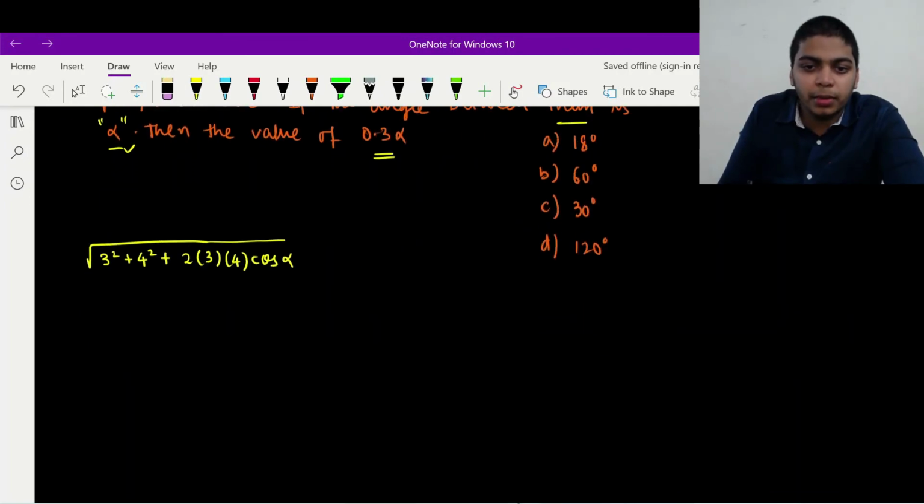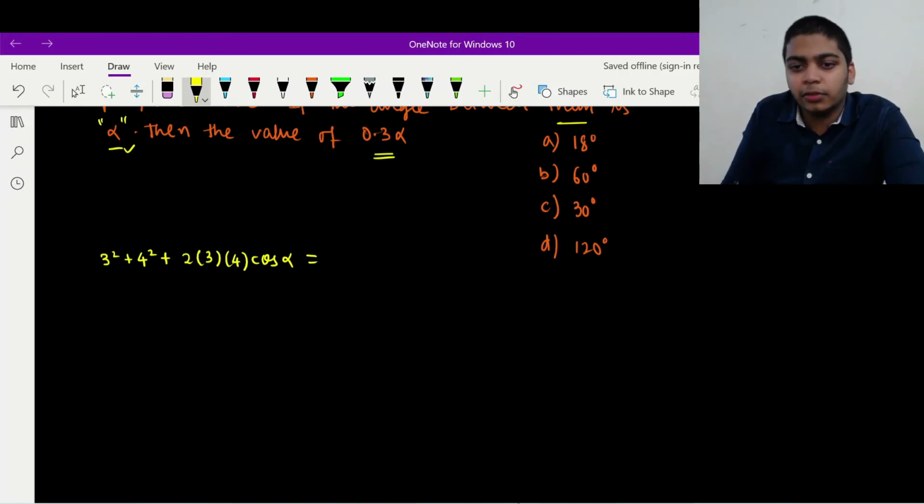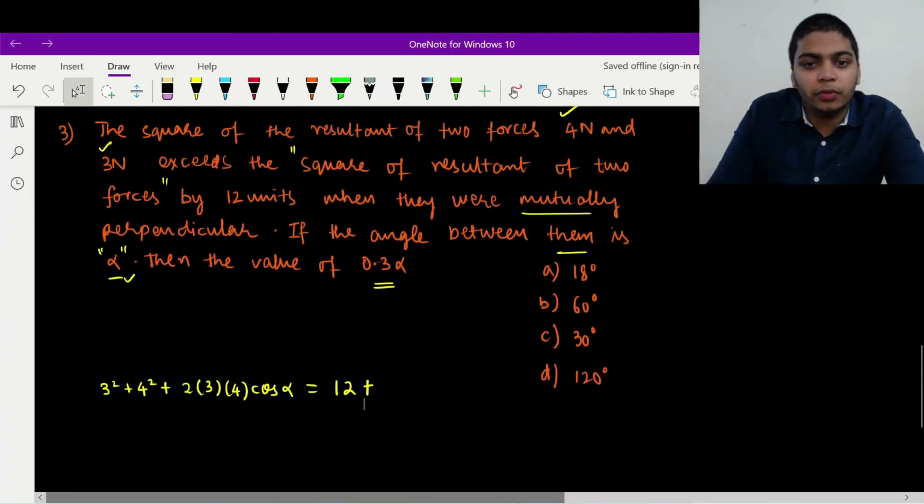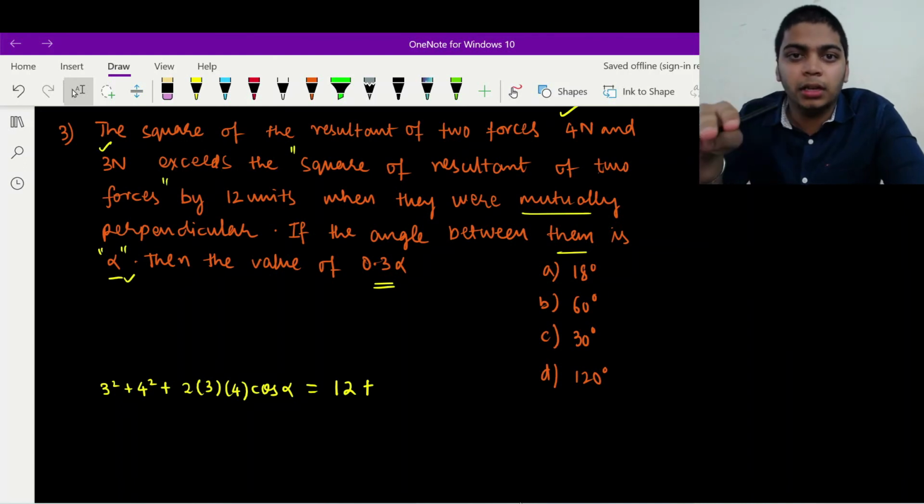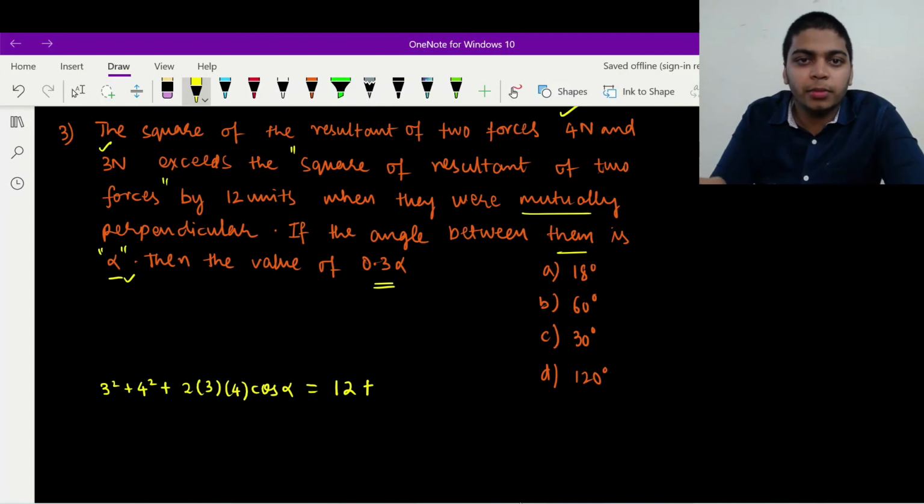When I square my resultant, the root and square get cancelled, and this is equal to 12 units exceeding the square of the resultant of the same forces 4 and 3 newtons when they were perpendicular. When they were perpendicular, again mod a square plus mod b square plus 2 mod a mod b cos theta, where theta was 90, and cos 90 turns out to be 0. So mod a square plus mod b square is left, so again it is 3 square plus 4 square.